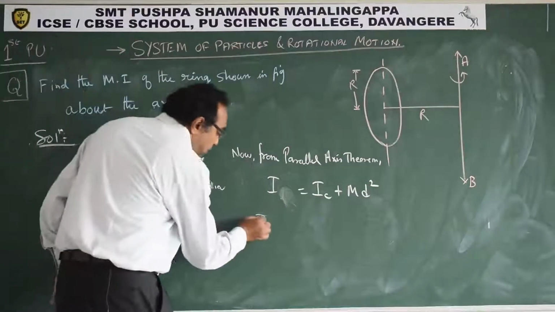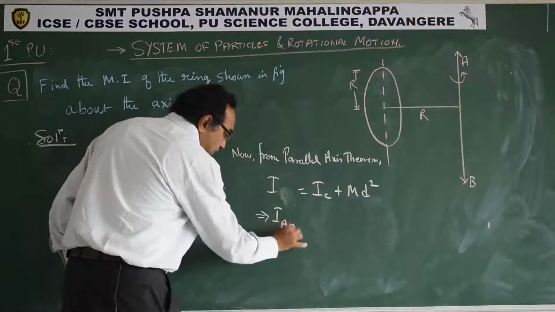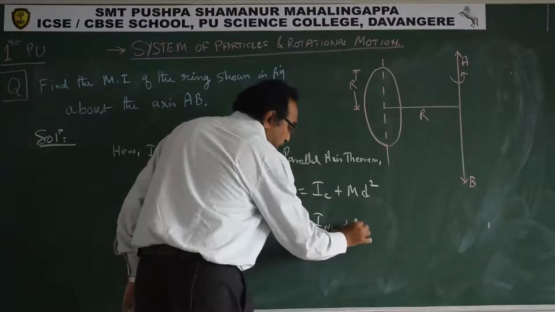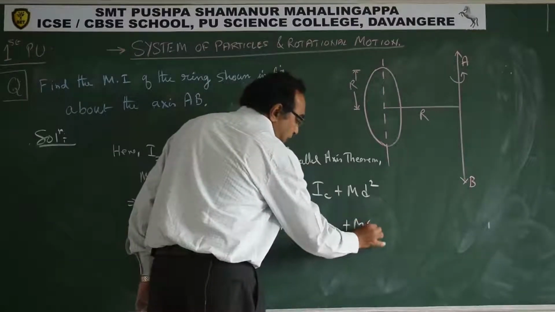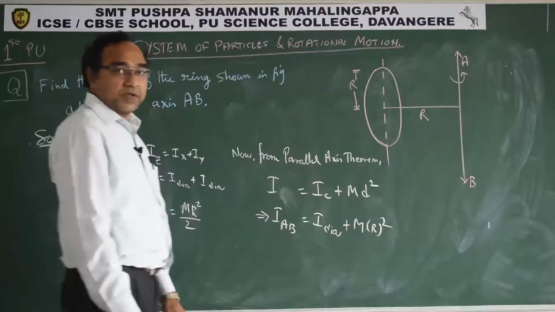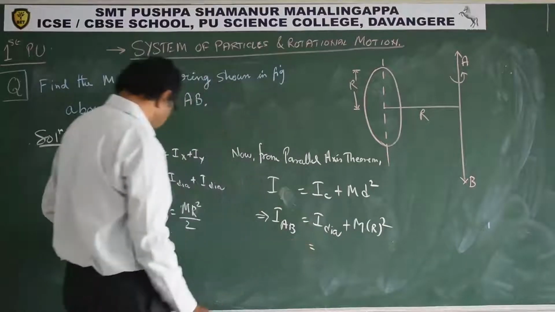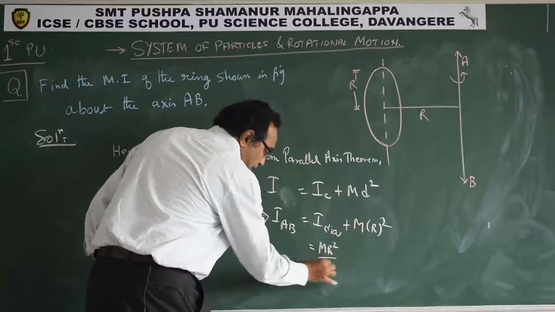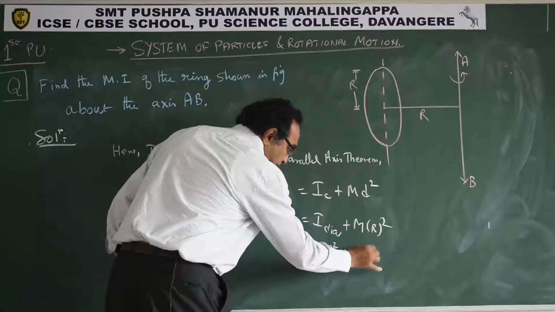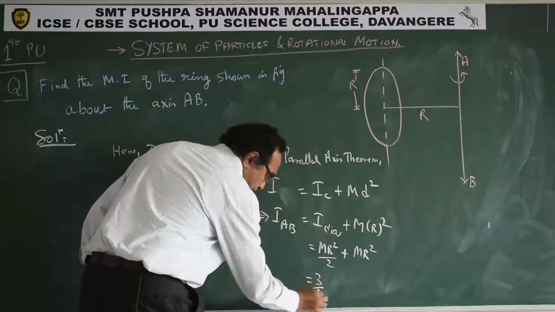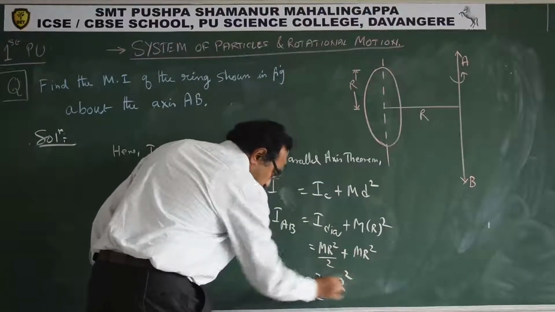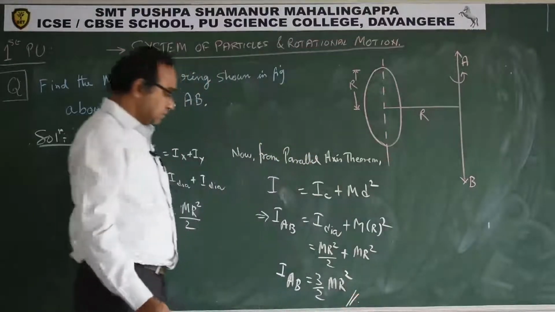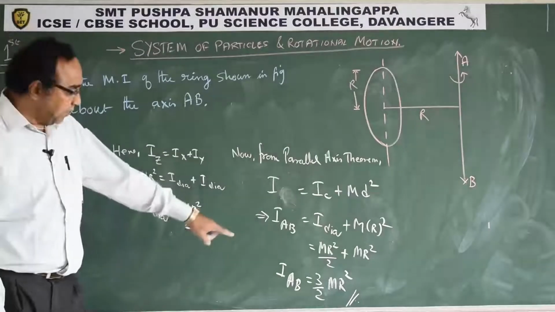So here, IAB is I dia plus M times, what is the distance between them? R square. So how much is I diameter? We found out it is mr square by 2. So it is mr square by 2 plus mr square. So that is 3 by 2 mr square. This is what we get as the moment of inertia about AB.